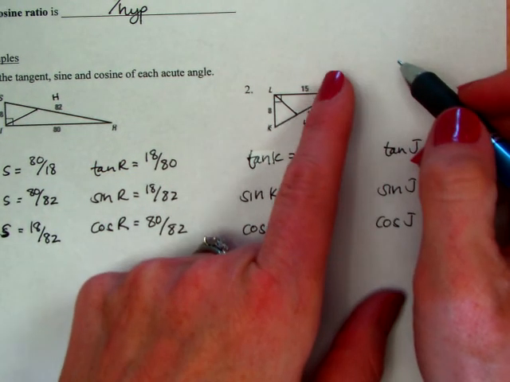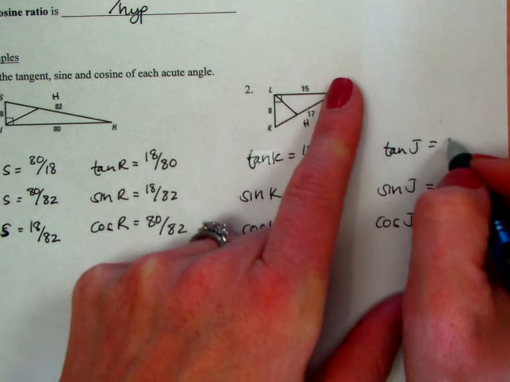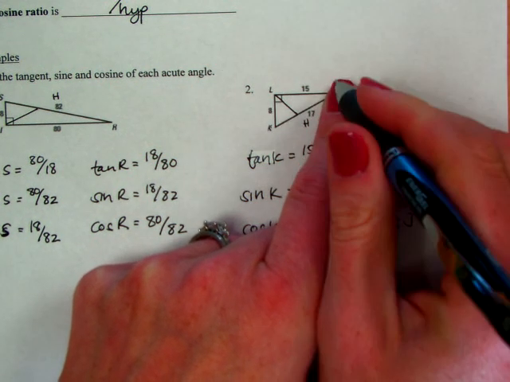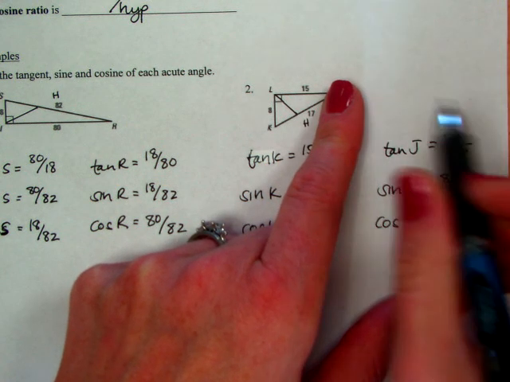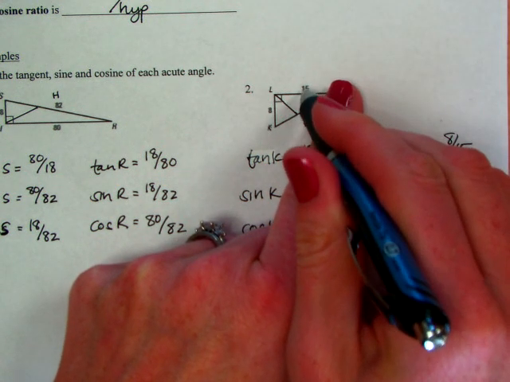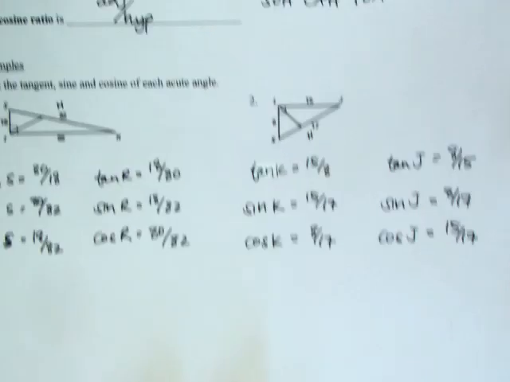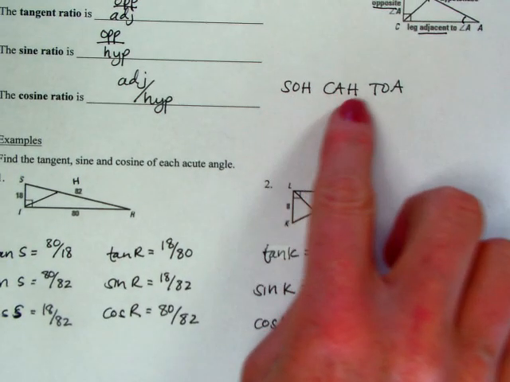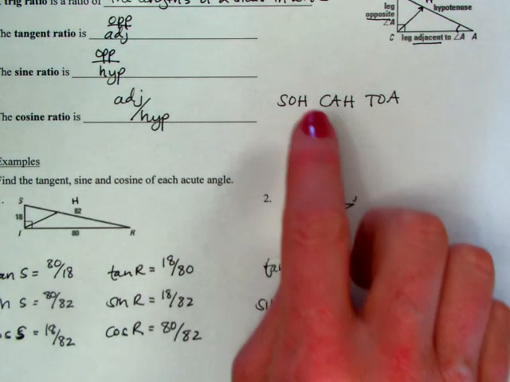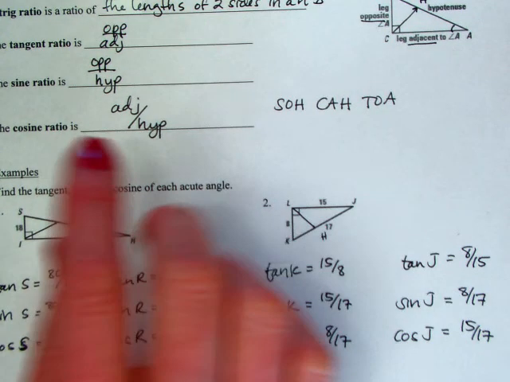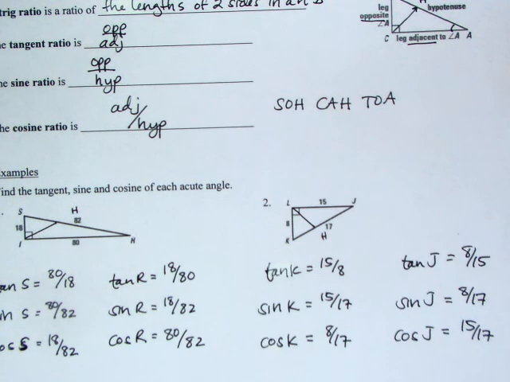Tangent of J, putting my finger on J. Tangent is opposite over adjacent. Sine is opposite over hypotenuse. And cosine is adjacent over hypotenuse. So those are your three trig functions for today. Keeping this guy in mind, SOHCAHTOA, kind of helps us remember which trig function goes with which sides, so that you can remember that sine is opposite over hypotenuse, cosine is adjacent over hypotenuse, and tangent is opposite over adjacent.